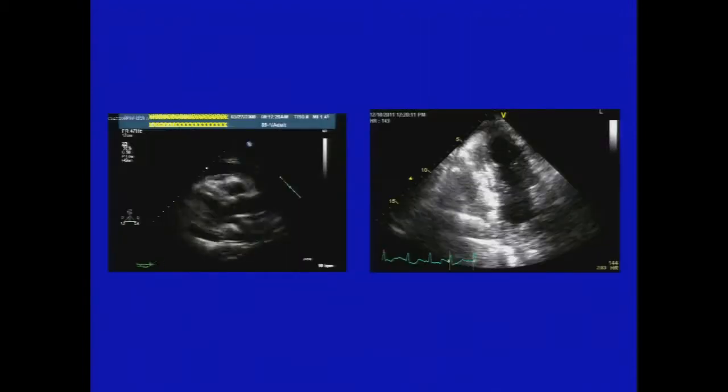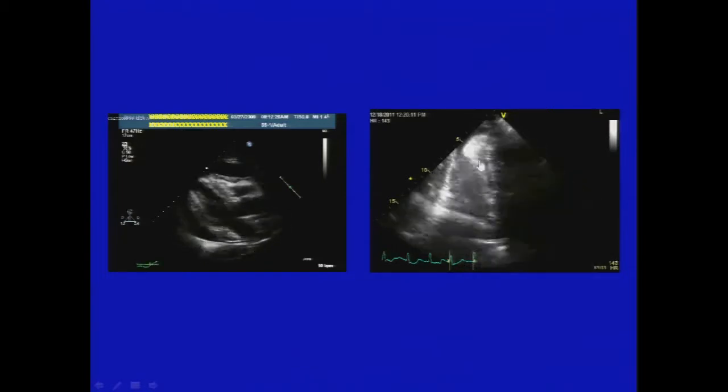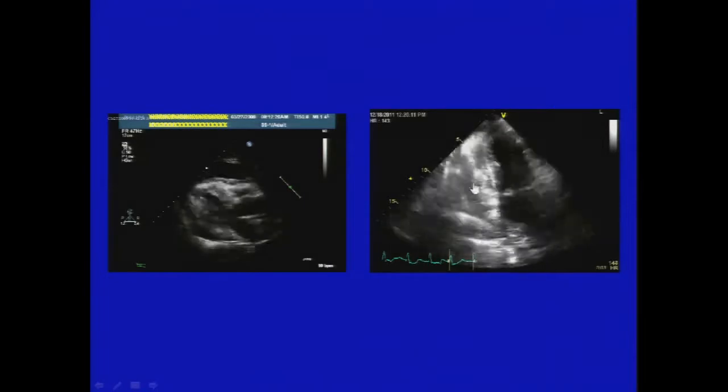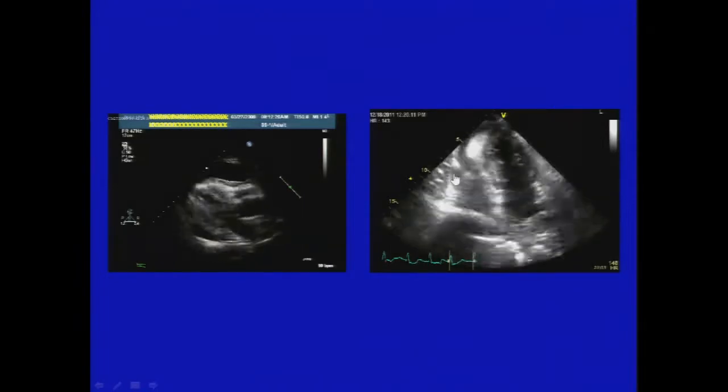Here's a patient who has metastatic breast cancer who presents with a very large pericardial effusion, but no obvious mass within the pericardial space. Here's a patient who also has a pericardial effusion. You can see this mass adjacent to the left ventricle, and this is a patient who has metastatic lung cancer.